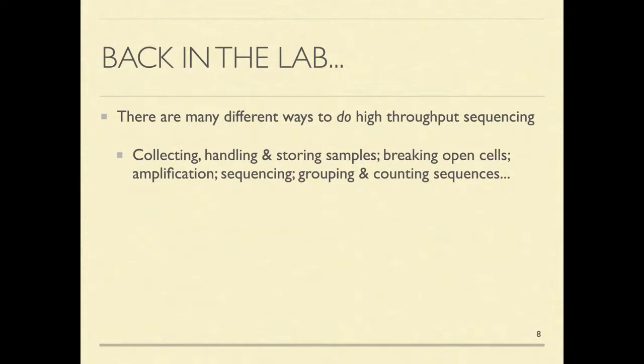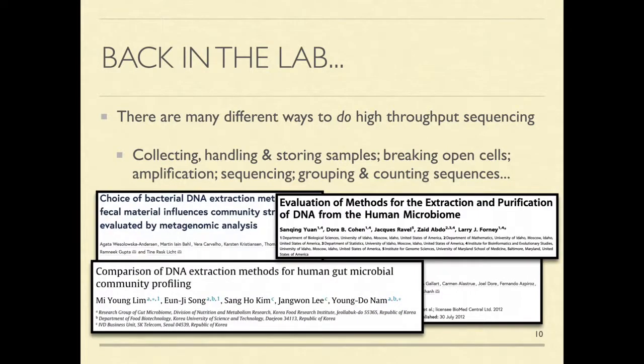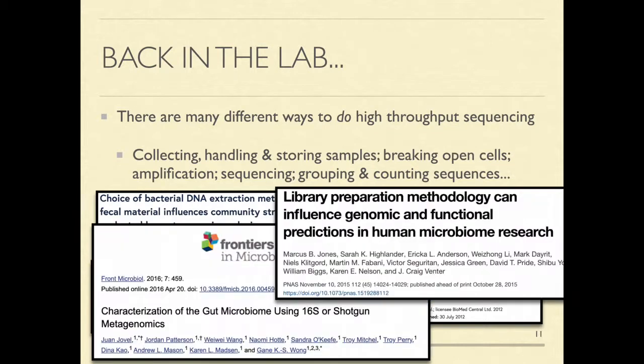So if you ask the lab folks, they say, well, there's lots of different ways to do high throughput sequencing. There's different ways of storing the samples. You could freeze and thaw them in different ways. You could break the cells open in different ways. You could choose to do amplification sequencing. The way that you do bioinformatics or post-processing can matter. And there's a very rich literature that shows that every single one of these decisions that you make at all of the steps in this wet lab process influence the resultant tables that you see at the end of the day.